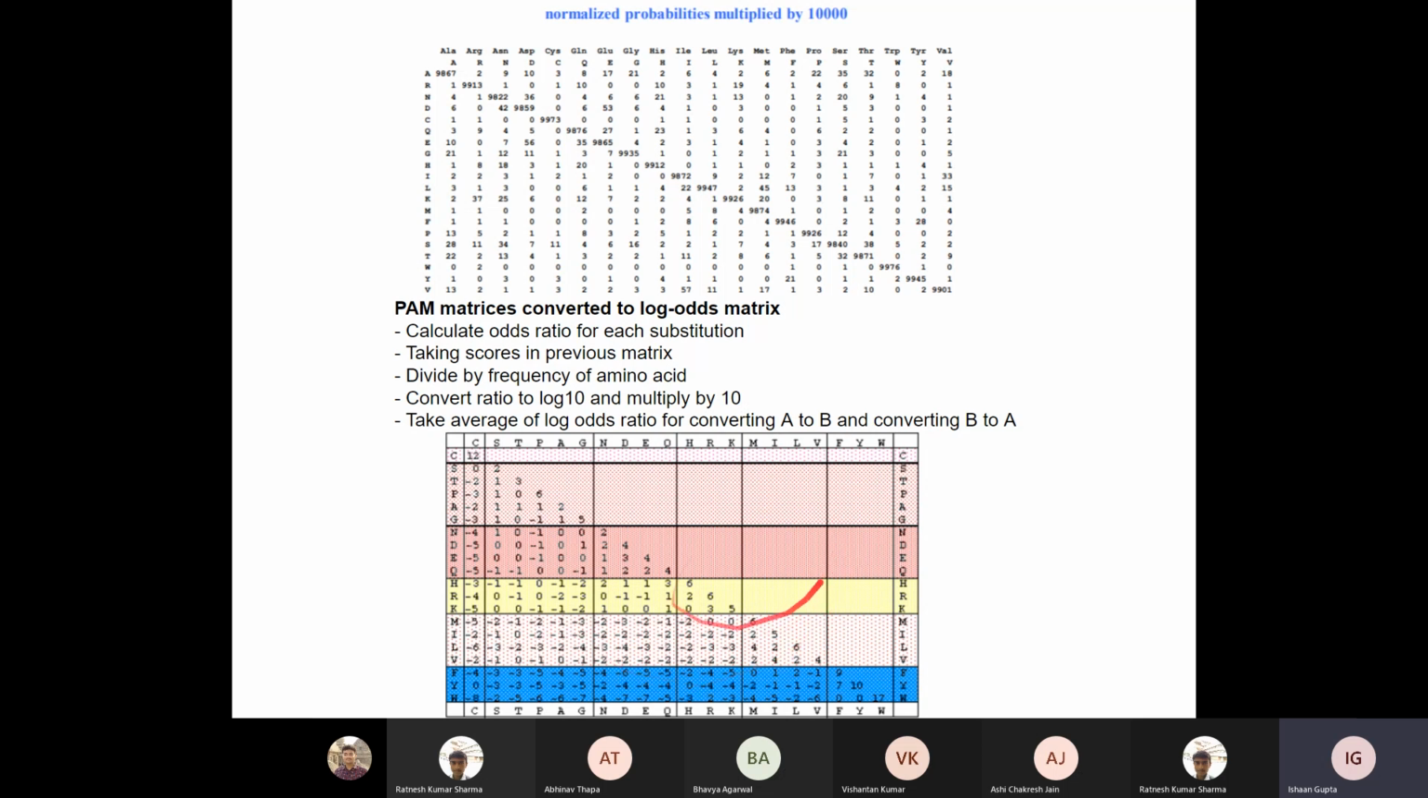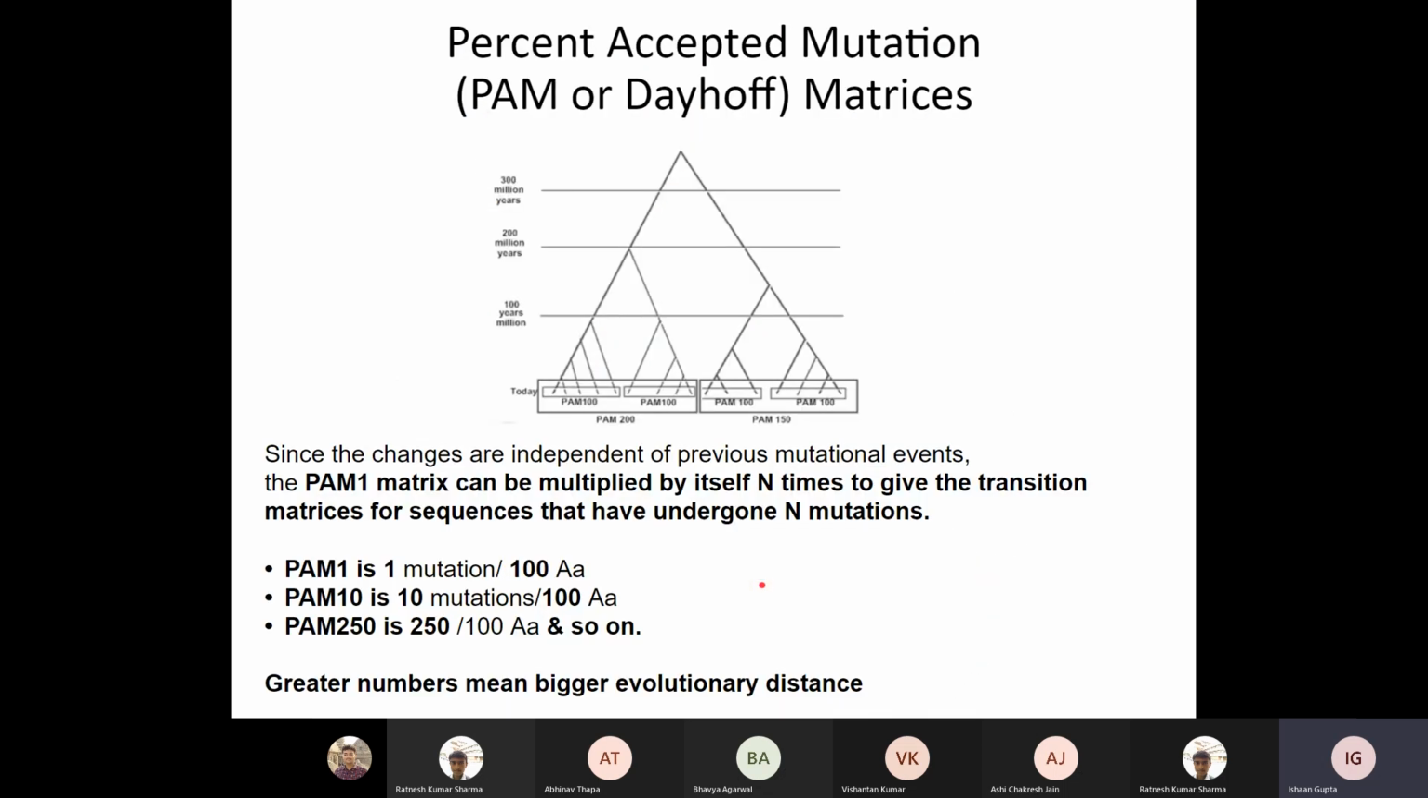And this one, the matrix that I'm showing you here is actually the PAM 250 matrix. So you've multiplied the matrix that was giving you the log odds ratio by itself multiple times, 250 times actually, and you ended up with a matrix like this. The assumption here is that for PAM1, the changes are independent of the previous mutational events, so you keep on multiplying it by itself.